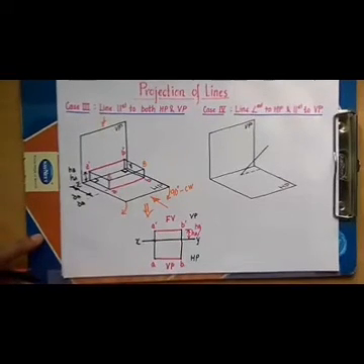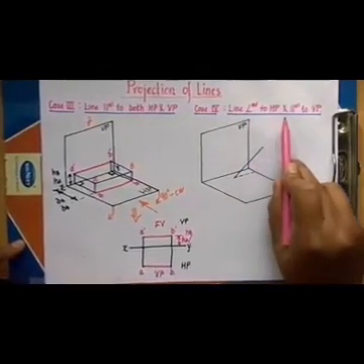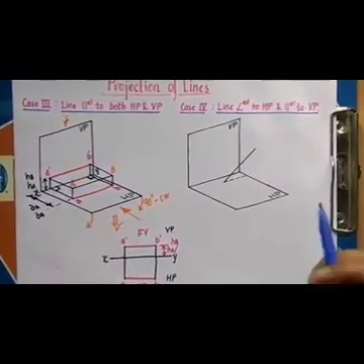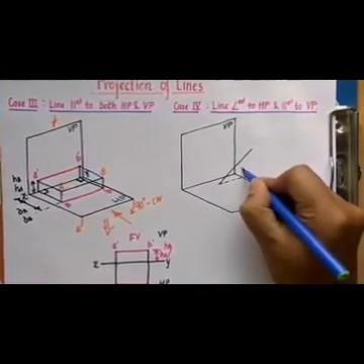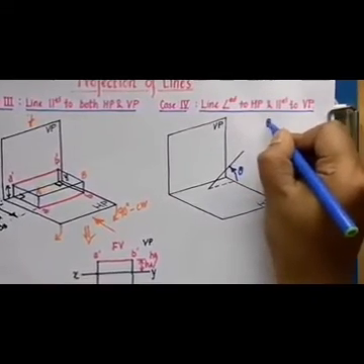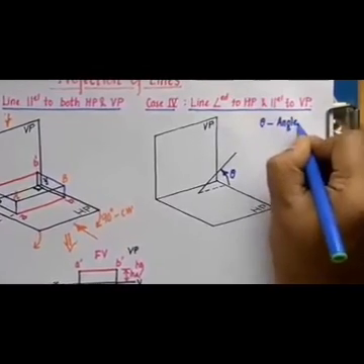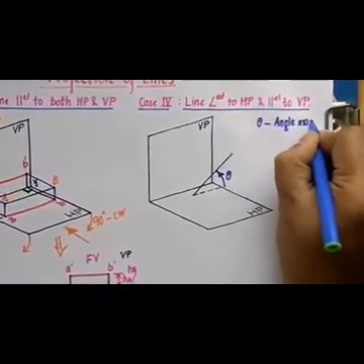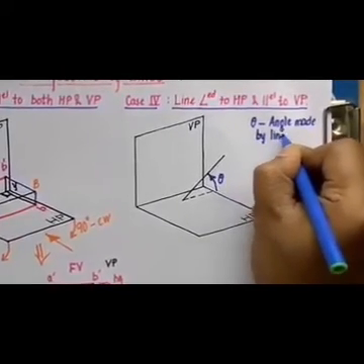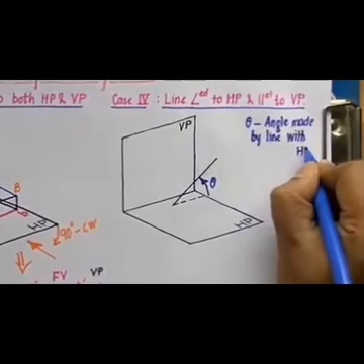Now the next thing that we'll be dealing with is a line inclined to HP and parallel to VP. So this over here represents a line which, you can clearly see, is inclined to the horizontal plane, let us say by an angle theta. So we'll write a convention. Theta is the angle made by line with the horizontal plane. I'll write in short HP.